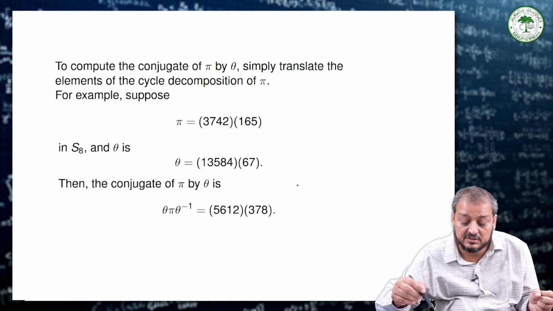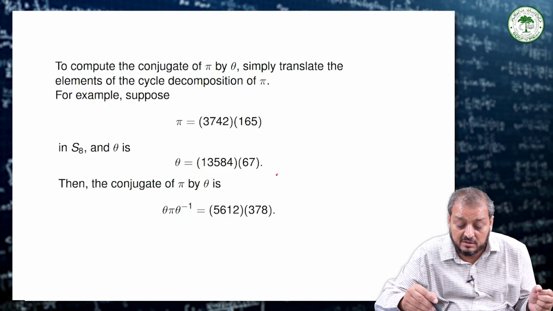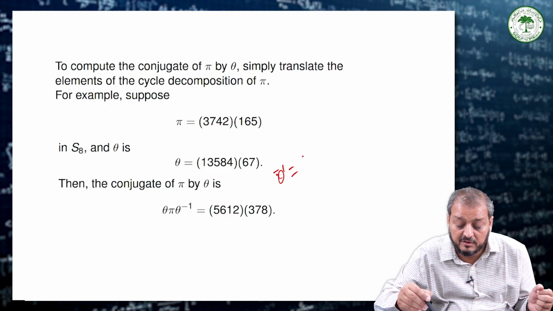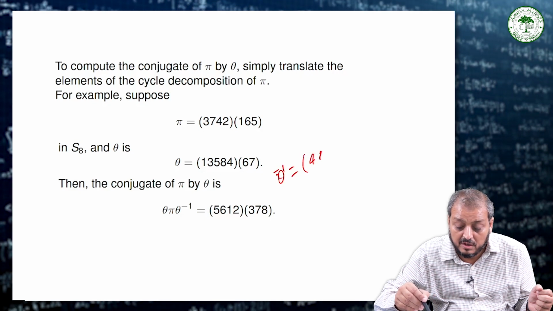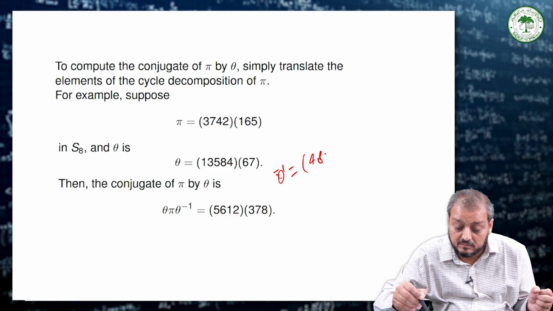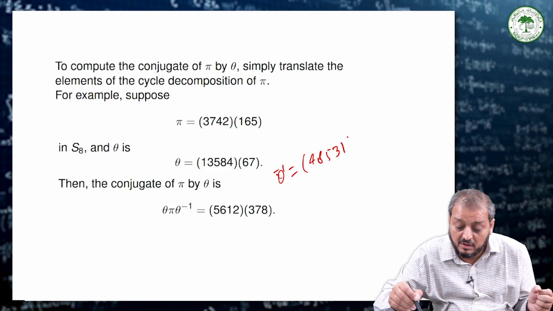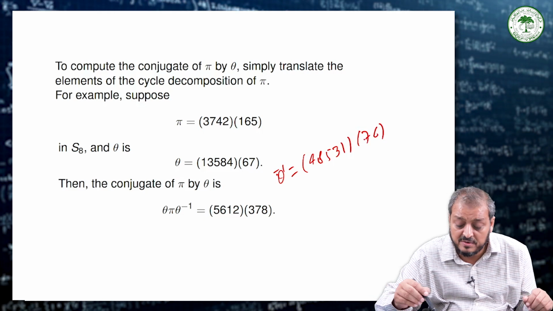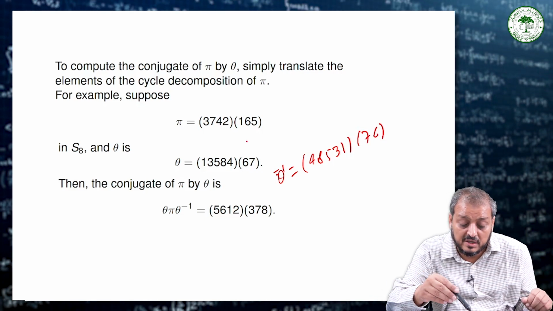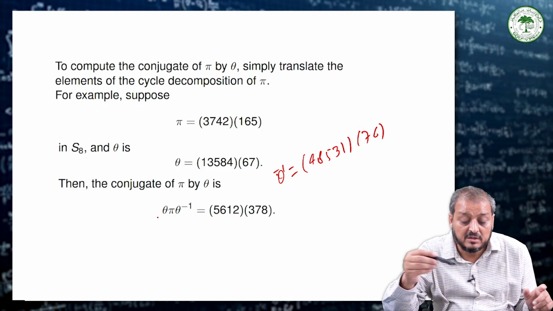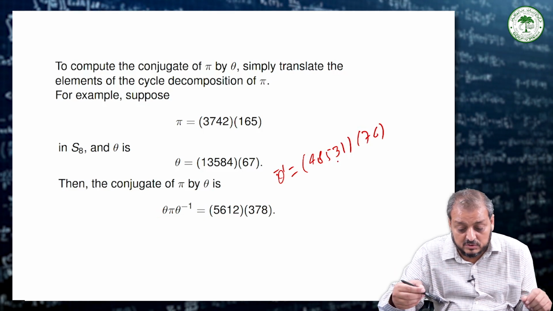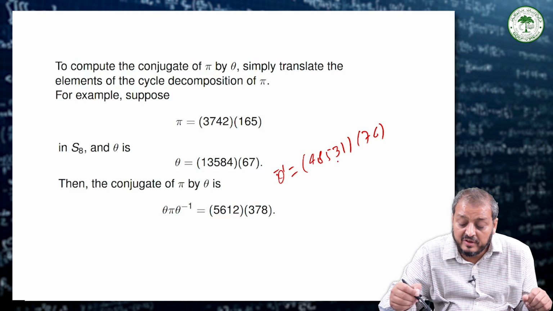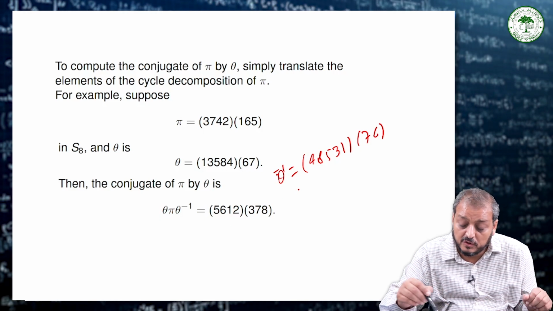So we first take theta inverse. Theta inverse can be written in the form 4 8 5 3 1, and then we have 7 6, the same as 6 7, and then we operate pi, and then we operate by theta again. So in S8 we have to simplify into this form.